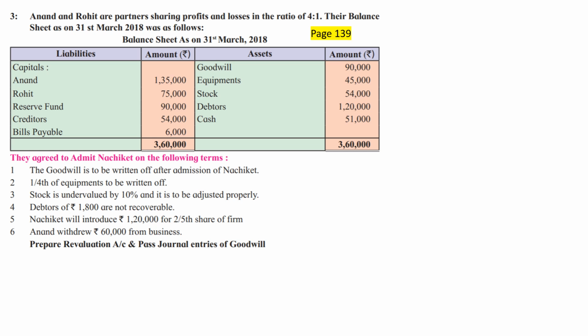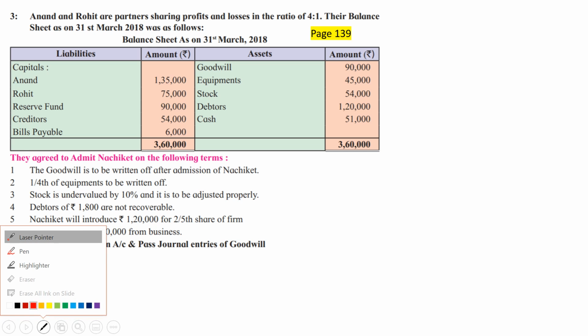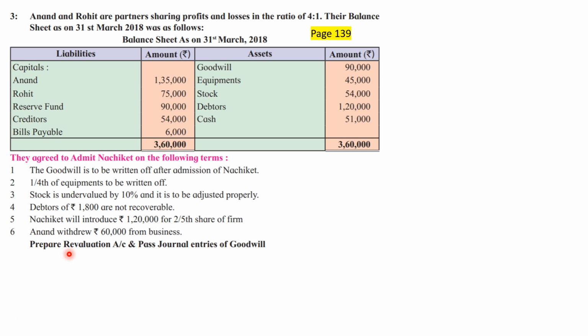Now this is very important. What have they asked? They have not asked to prepare all the ledger accounts. They have asked us to prepare only revaluation account, and they have not asked us to pass all the journal entries, but they have asked us to pass the journal entry only for goodwill. And the adjustment of goodwill says goodwill is to be written off after admission of Nachiket. Okay, so these are the two different things which are required to be prepared. Now as promised, I am not going to solve whatever is not asked. I am going to solve only what is asked. So we are going to prepare a revaluation account and we are going to pass the journal entries for goodwill.